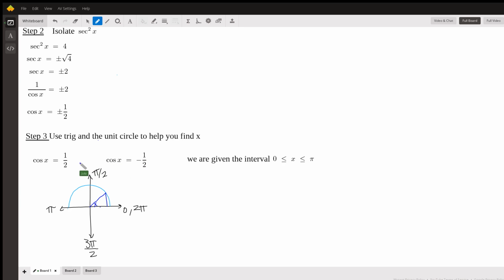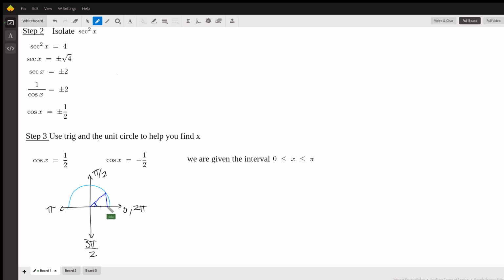And we're looking for the x values that make that true. So we're going to use trig and the unit circle to help us find x, but we're also given the interval that x is between 0 and pi. So we're also going to be using that as well. So since we're only in the interval from 0 to pi, I drew the upper half of the unit circle from 0 to pi, and that's it, because we're only looking for x values here.